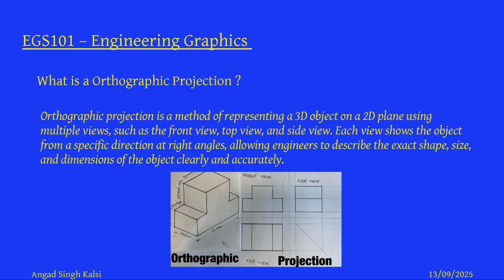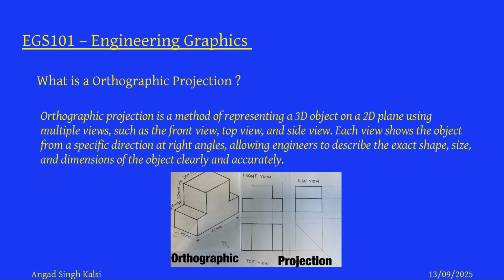So what is orthographic projection? Orthographic projection is nothing but a method of representing a 3D object on a 2D plane using multiple views such as front view, top view, and side view. Each view shows the object from a specific direction at right angles, allowing engineers to describe the exact shape, size, and dimensions of the object clearly and accurately.